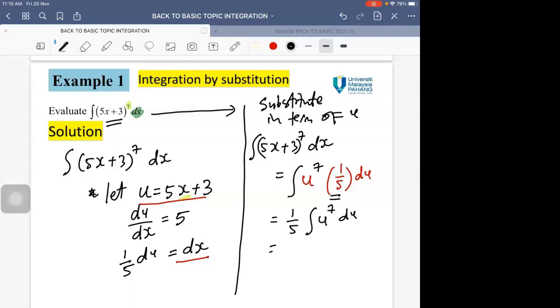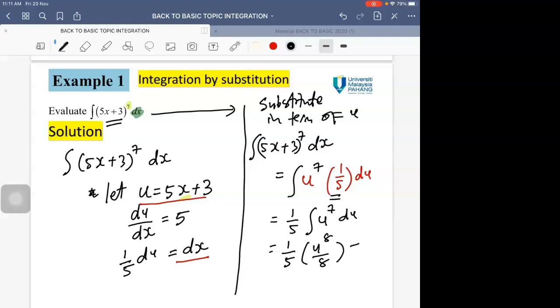Okay, integrate u power 7 du. So what should you get? u power 8 divided by 8. Remember, power plus 1, divide with the new power. Alright, so what do you get here? 1 over 5, u power 8 over 8.